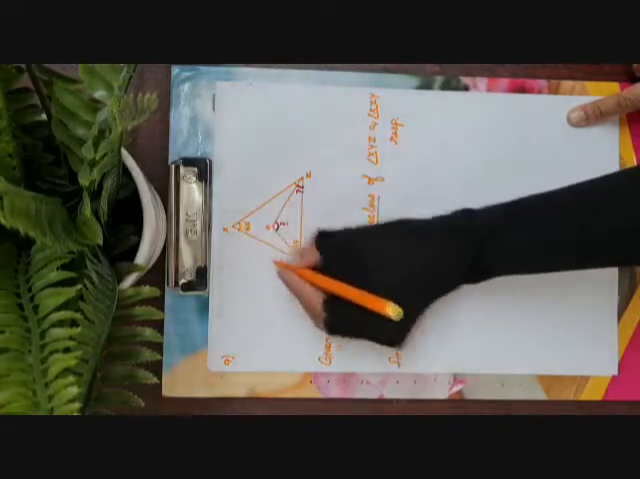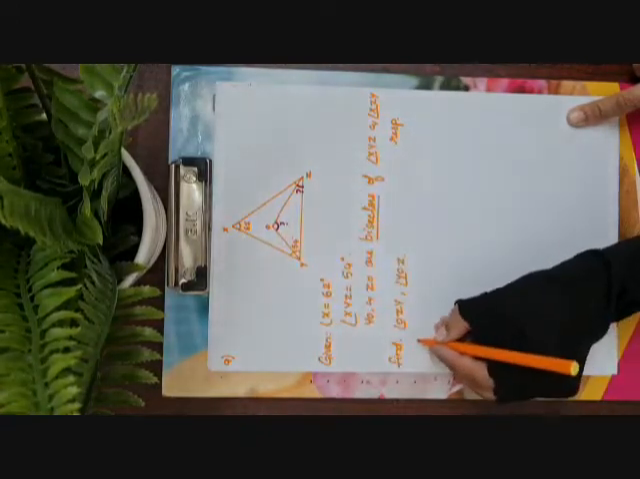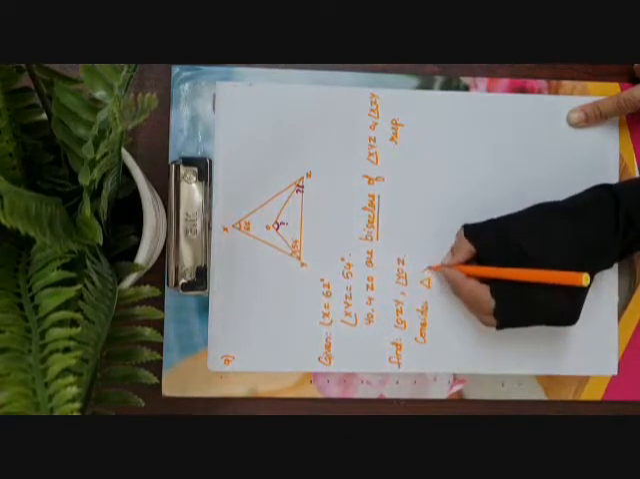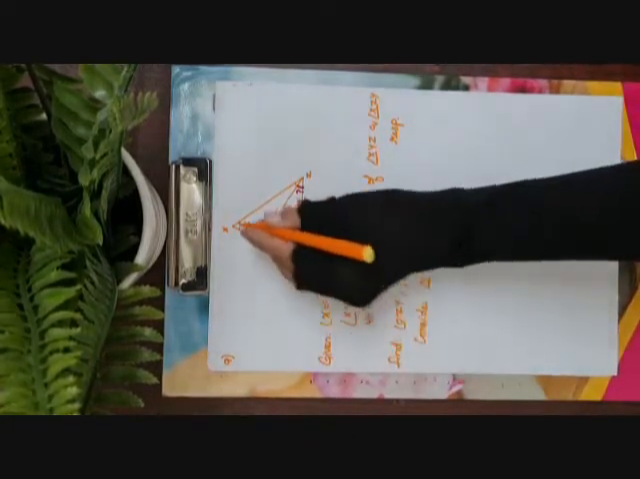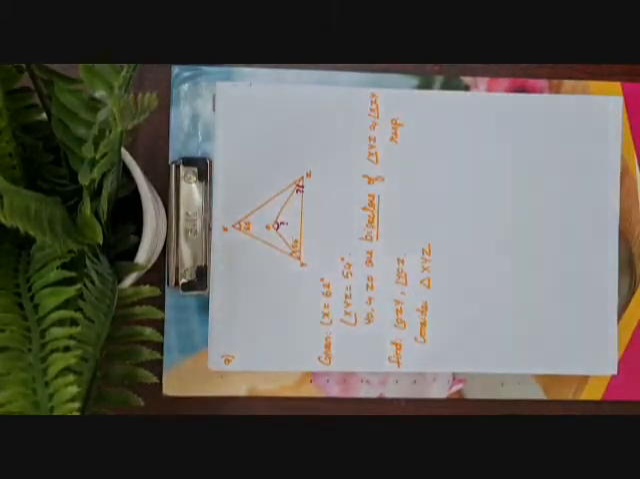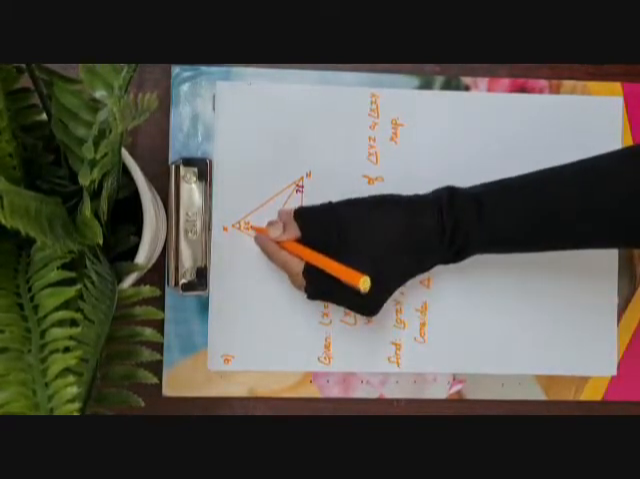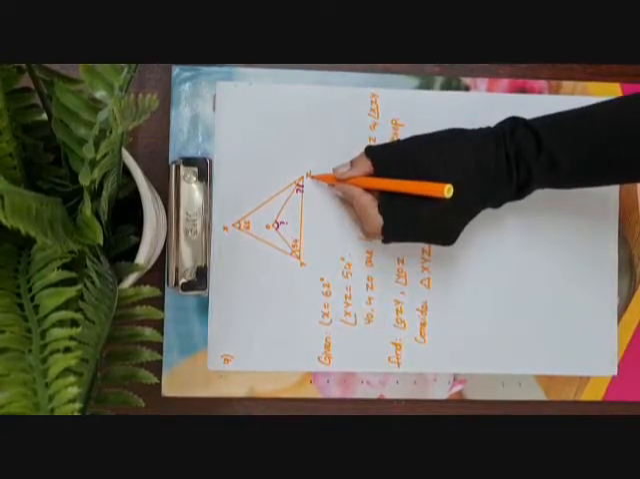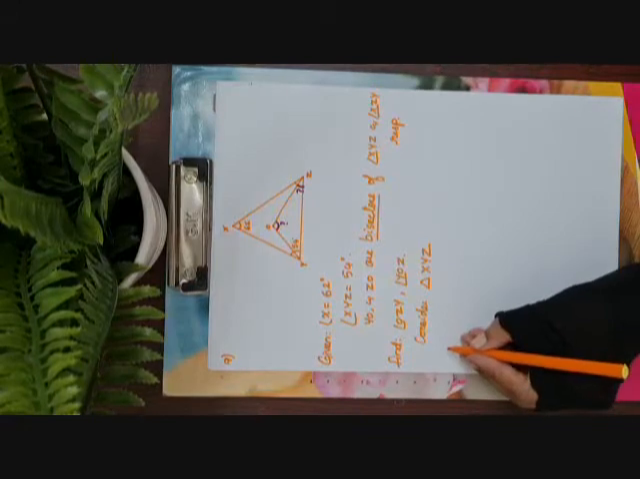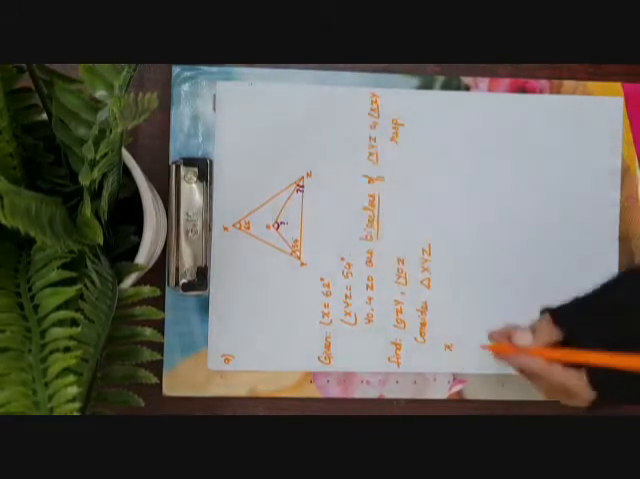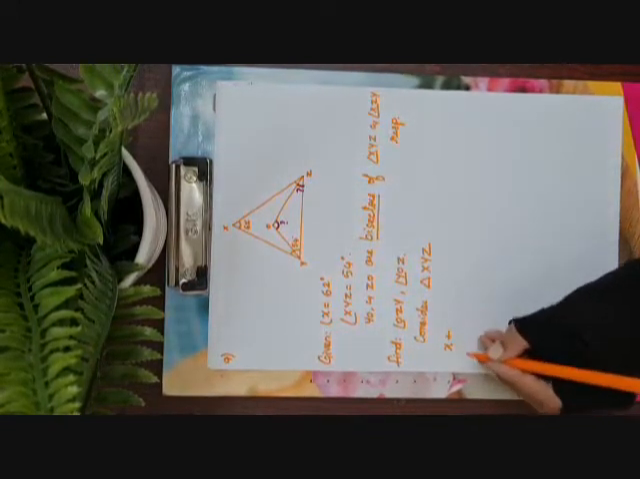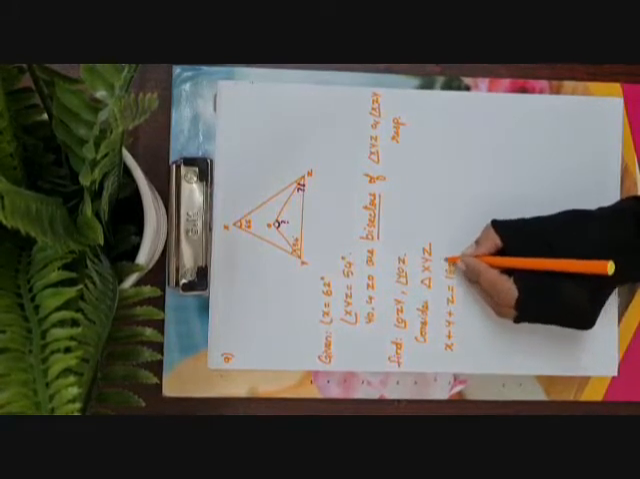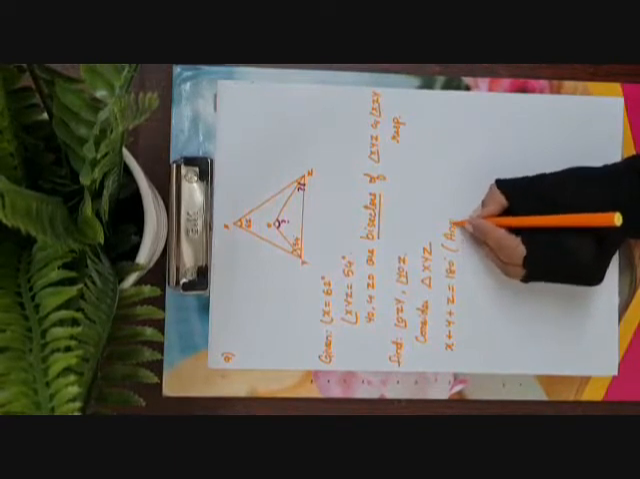We will use angle sum property. Consider triangle XYZ. Now if we consider this big triangle XYZ, we know angle X as 62 degrees, we know angle Y as 54 degrees, but we don't know the measure of angle Z. So using angle sum property, we will find the value of Z. Okay, angle X plus angle Y plus angle Z is equal to 180 degrees. What is the reason? Angle sum property.